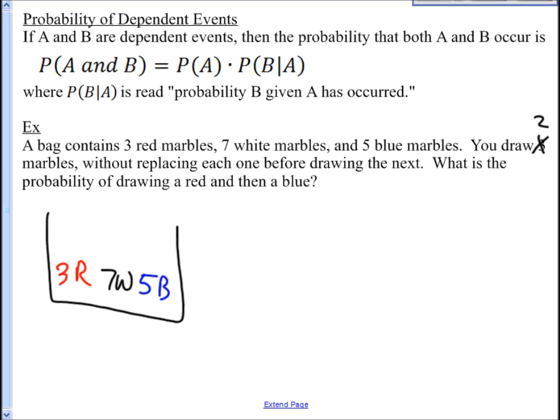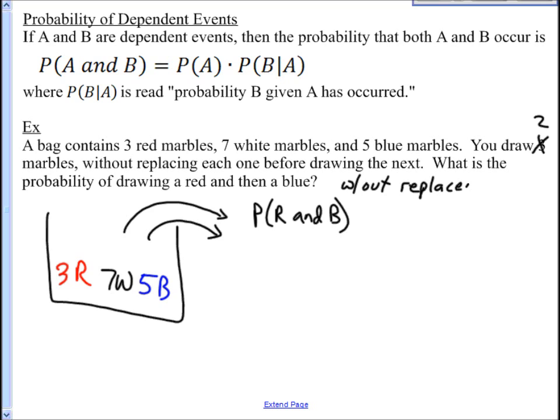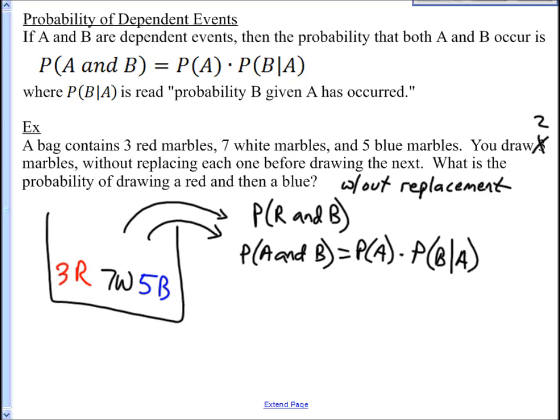So you pull it, and you leave it out, and then you pull another one. What's the probability of drawing a red and a blue, and again, this is without replacement. So probability of A and B is probability of A times probability of B given that A occurred.